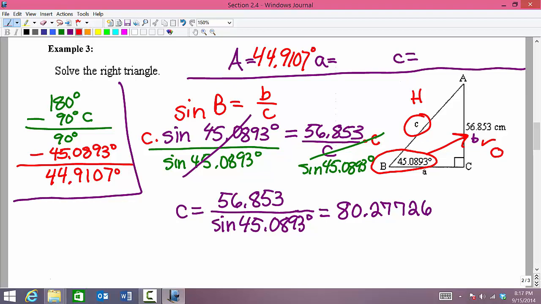And since our side B is rounded to the nearest 3 decimal places, we'll do the same thing for side C. We will round to the nearest 3. So 80.277 centimeters. Now we know two sides, and now we can find the third side by using our Pythagorean theorem.